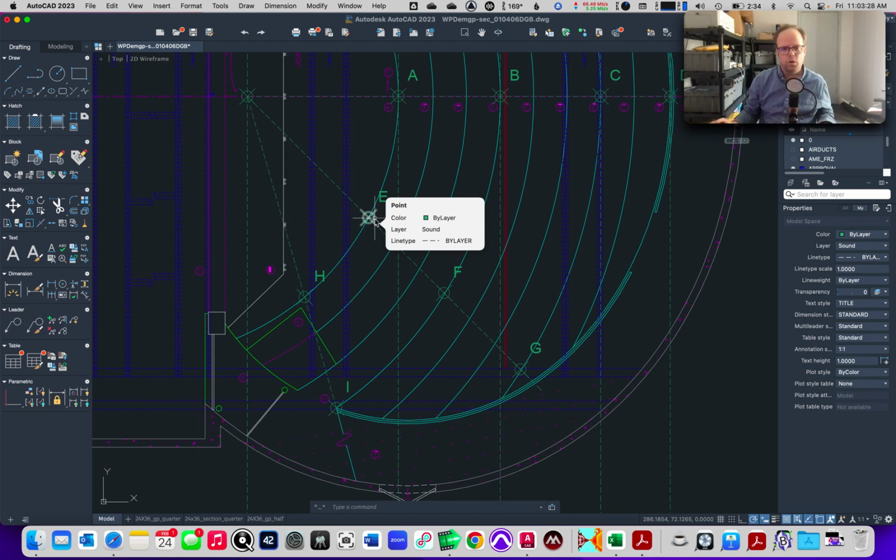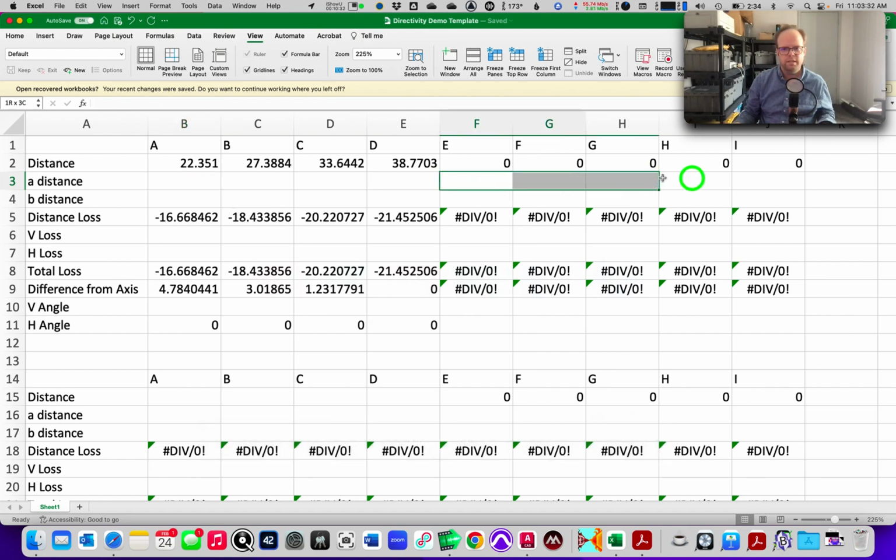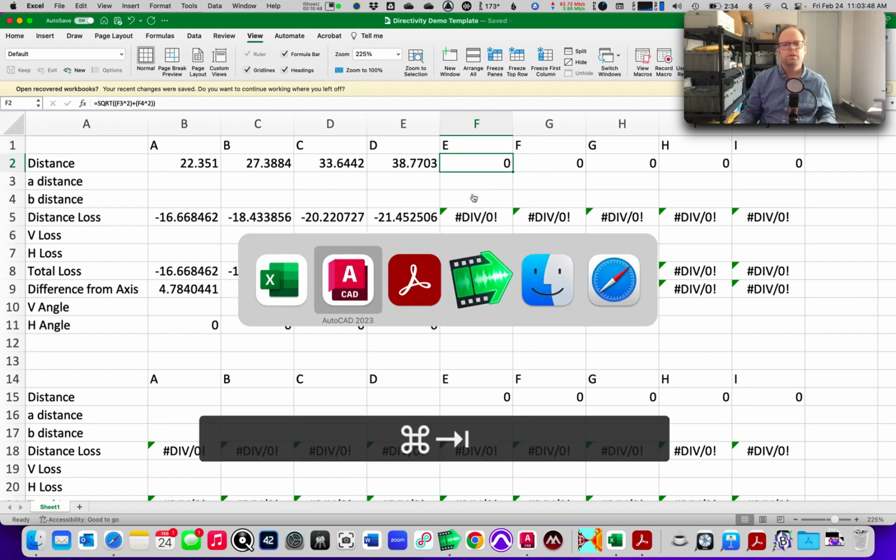Okay, so I have created in my spreadsheet here an A distance and a B distance. And I can get those two values from the ground plan to the center and the section view. And then here for the actual distance, I'm doing the square root of A squared plus B squared. Okay, so let's go ahead and get that.